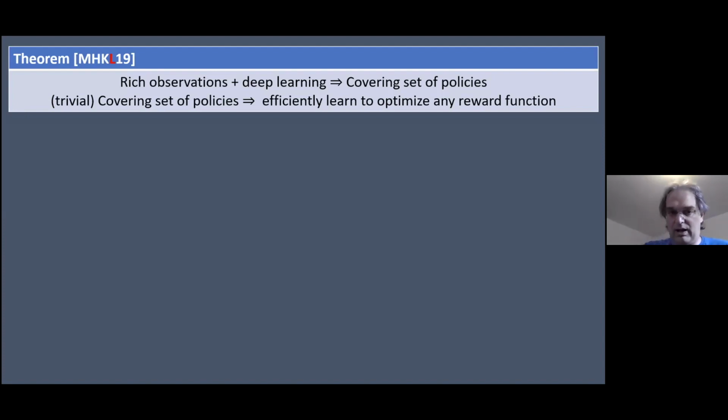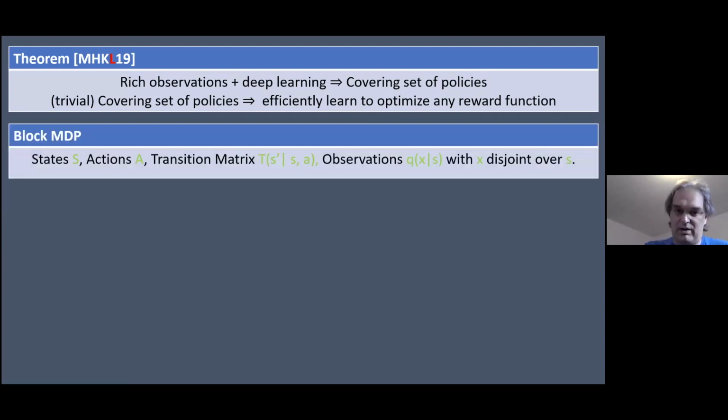And then once you have the covering set of policies, it's very straightforward to prove that you can learn to optimize any reward function that you might care about. So I want to unpack that a little bit more, just to be a little bit more precise.